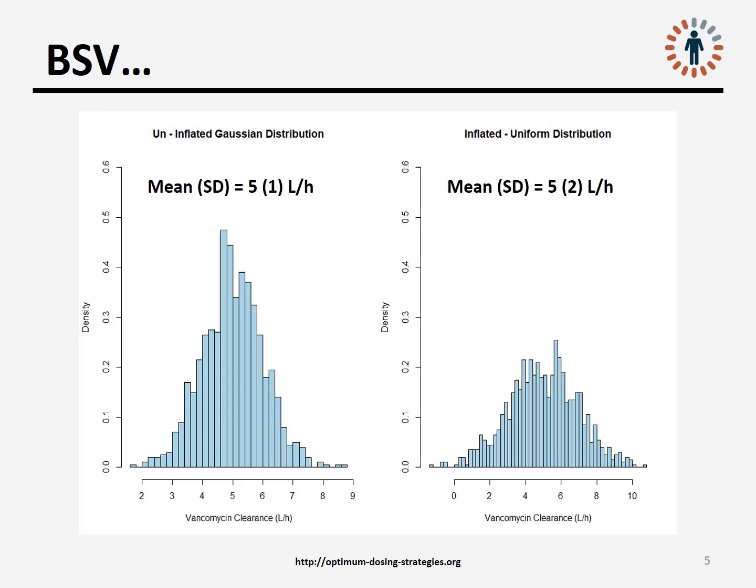As you can see on the plot on the right, after doubling the standard deviation of the normal distribution and keeping the mean the same, we have higher density of clearance values at 8 liters now than with the original uninflated standard deviation shown on the plot on the left.